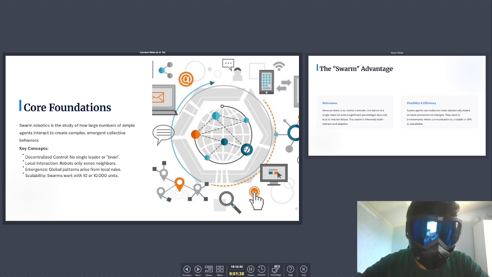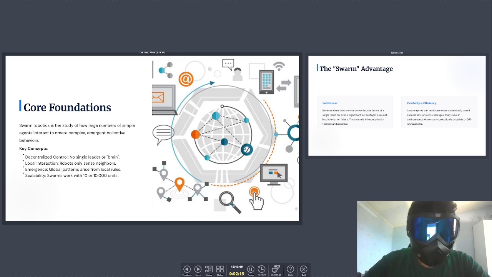The key concept of swarm robotics is that it is decentralized, meaning it doesn't need a single leader or a brain, and agents only do local interaction, meaning they can only sense their local neighbors or what is close to them. Because of this, they are highly expendable entities, which means they don't cost as much. You can lose a few, but you can also replace them with more agents.